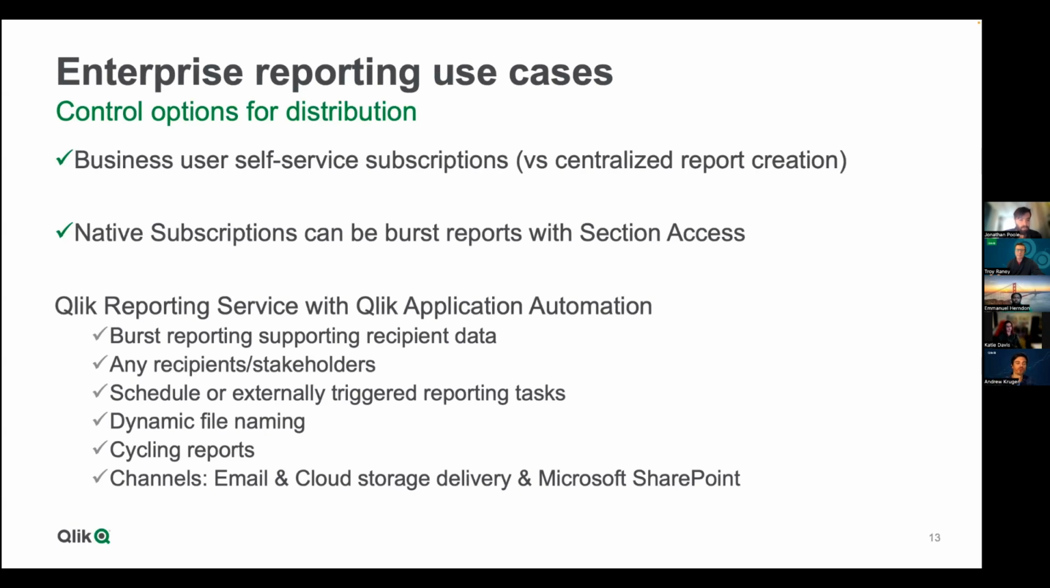Where you want to go to those more advanced use cases, burst reporting, you can extend the platform using Qlik Application Automation and Qlik Reporting Service, and that's where you can do your full-on custom reporting. Burst reporting supporting recipient data using column type reduction. You can reach users who are not on the platform at that point. You can read in recipient lists within Qlik Application Automation that you use in your distributions. More flexibility around scheduling and triggering reports. And of course, we get into those cycling and more advanced use cases.